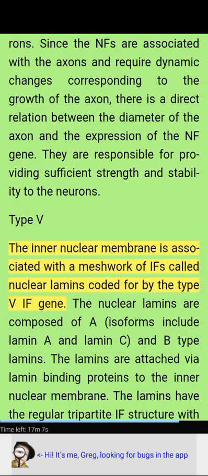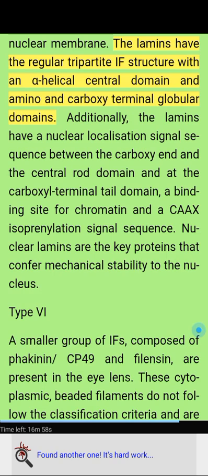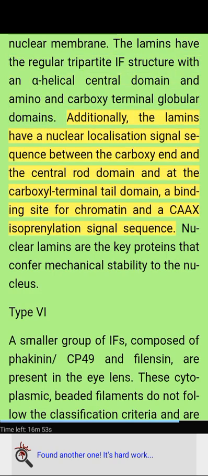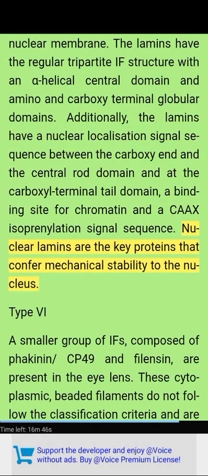Type 5. The inner nuclear membrane is associated with a meshwork of IFs called nuclear lamins, coded for by the type 5 IF gene. The nuclear lamins are composed of A-type lamins, which include lamin A and lamin C, and B-type lamins. The lamins are attached via lamin-binding proteins to the inner nuclear membrane. The lamins have a regular tripartite structure with an alpha helical central domain and amino and carboxy terminal globular domains. Additionally, the lamins have a nuclear localization signal sequence between the carboxy end and the central rod domain, and at the carboxyl terminal tail domain, a binding site for chromatin and a CAAX isoprenylation signal sequence. Nuclear lamins are the key proteins that confer mechanical stability to the nucleus.